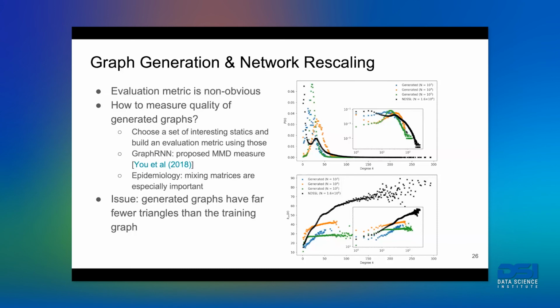Do you care about the degree distribution? Do you care about the distribution of certain node attributes? Whatever it is, you'll have to build an evaluation metric around that. One really interesting way of doing this was proposed by the Graph RNN paper, where they used this maximum mean discrepancy based on a subset of network statistics that were relevant to the application of interest.